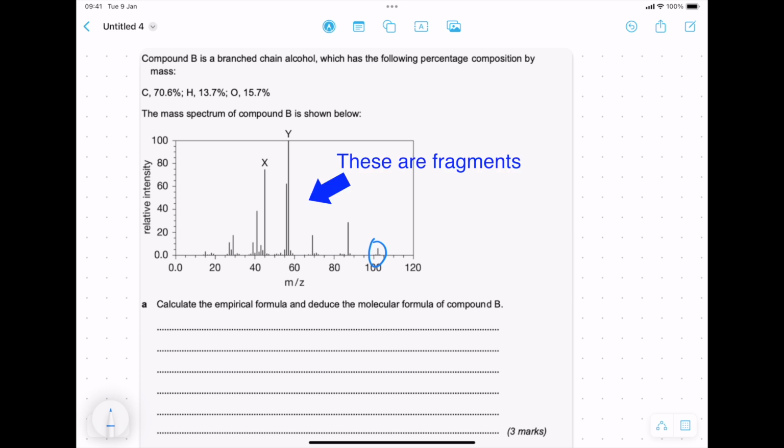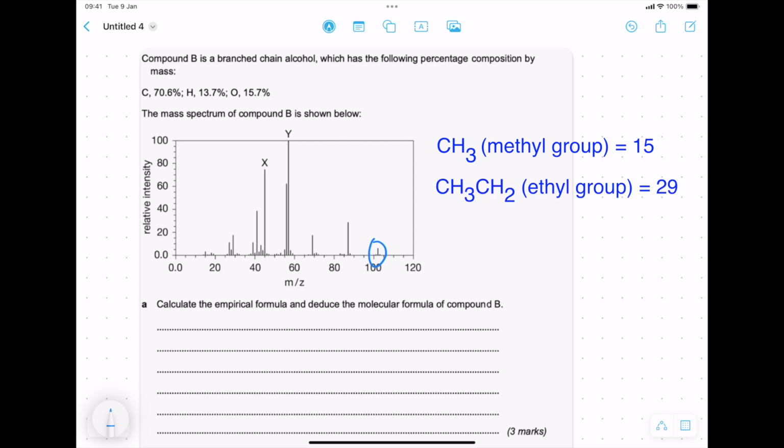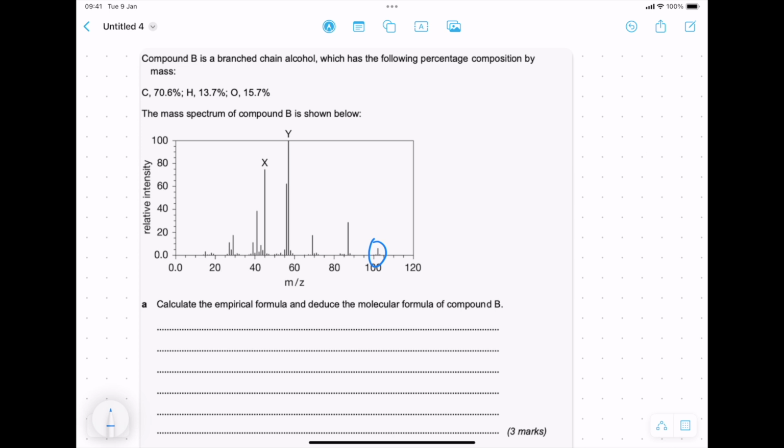Popular ones that I see over and over again would be a peak at, say, 15, which is usually CH3, or a peak at 29, which is CH2CH3, an ethyl group. C=O, the carbonyl group, is at 28, OH is 17, and so on. Once you know those individual fragments, along with other information you're given in the question, you can piece together what the molecule is likely to be. So with that said, let's work this out.